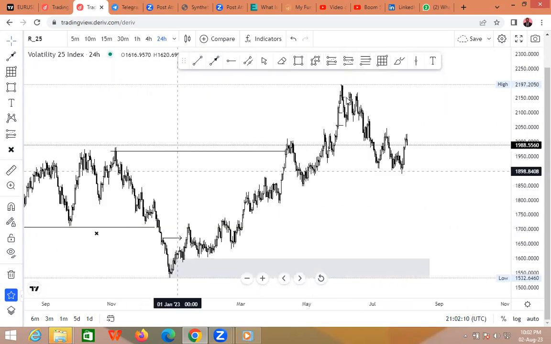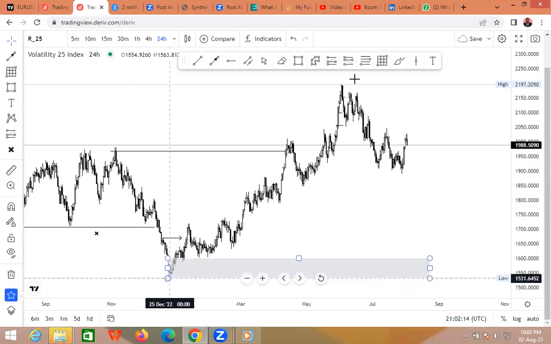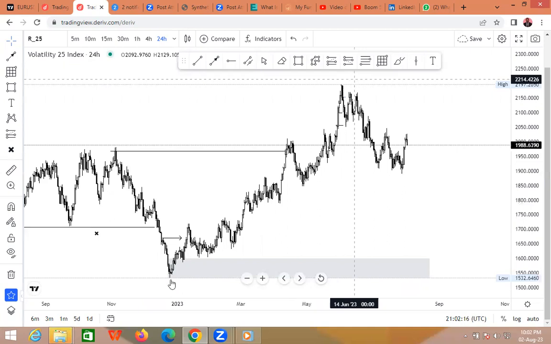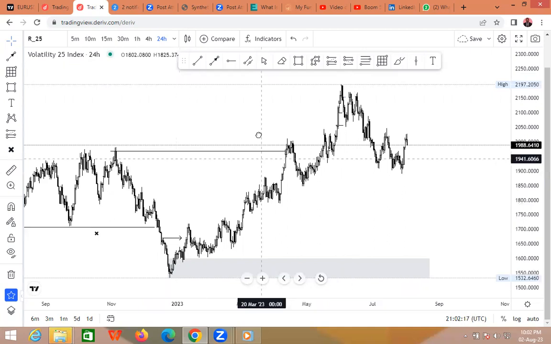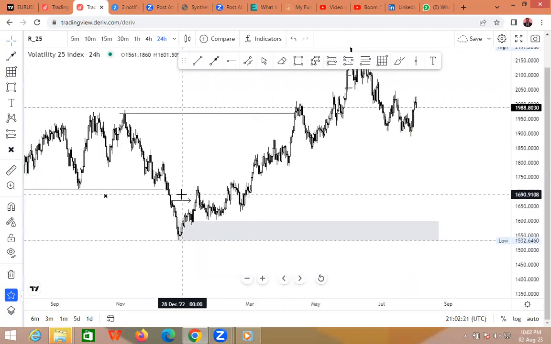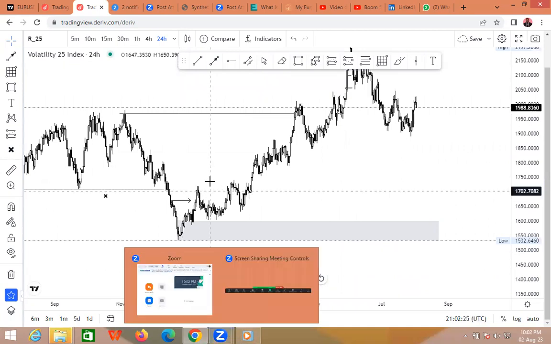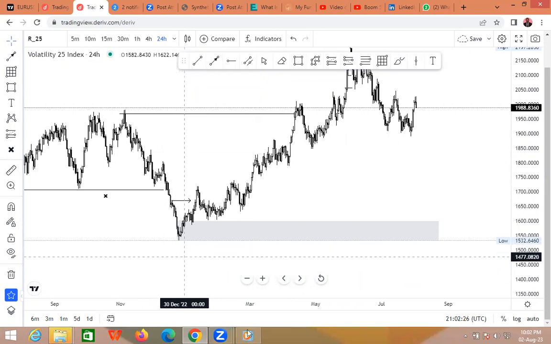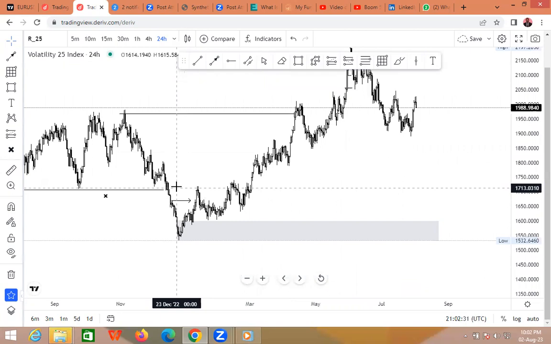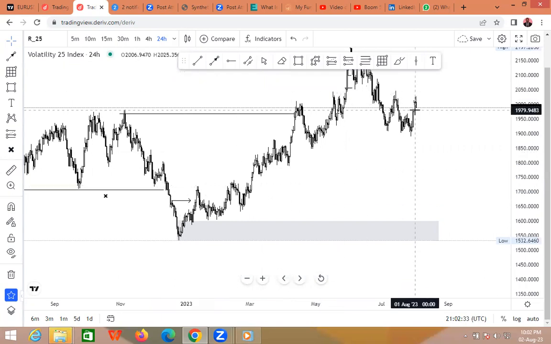So price has given you this on the weekly now. This is just a one leg move on the weekly, and this move happened when? This was December. So this happened around December 2022, and price is yet to come there as of August today. August, yeah. Price is yet to come there.